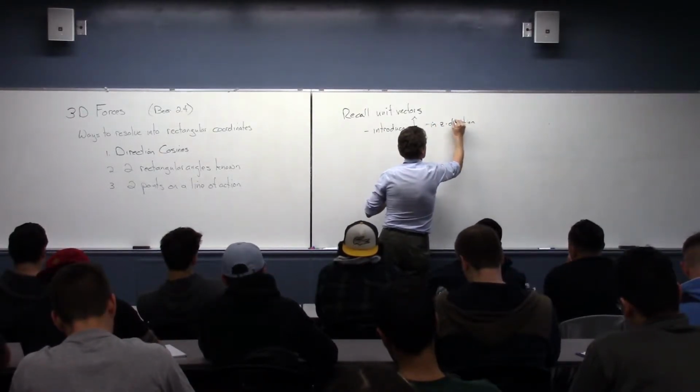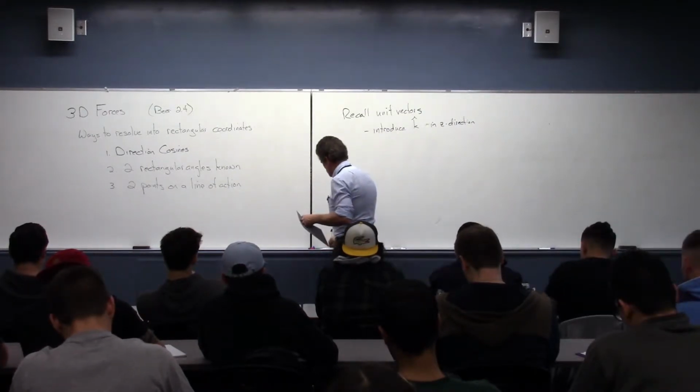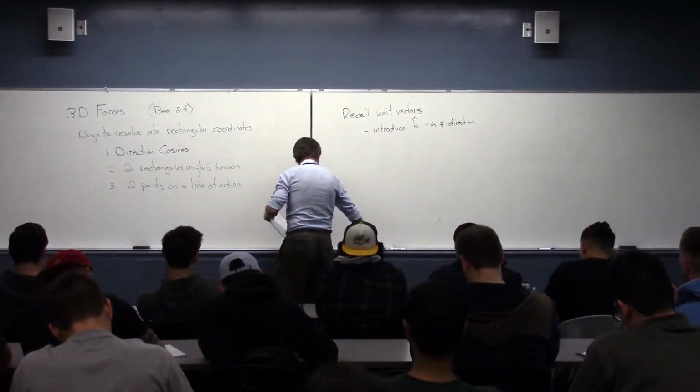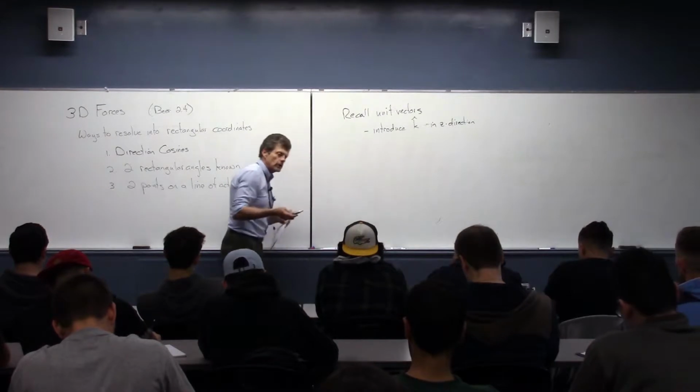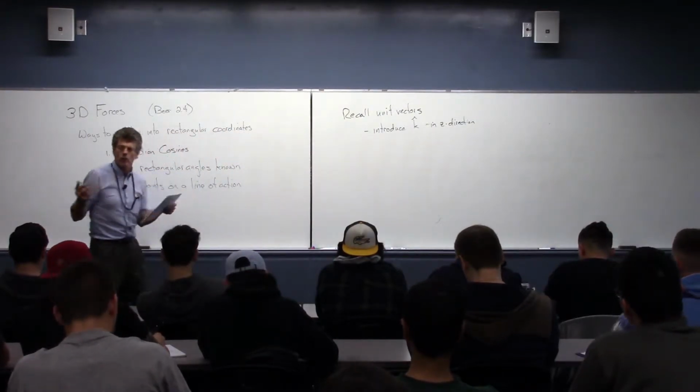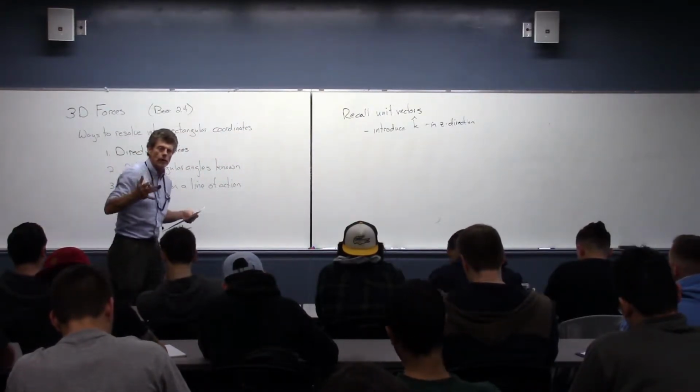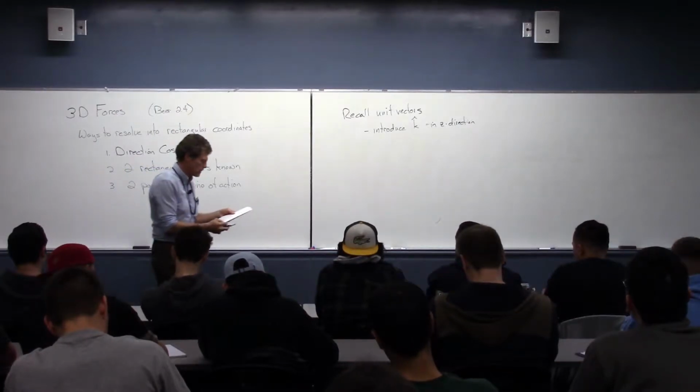Okay, so we're going to introduce yet another unit vector. And again, a unit vector is dimensionless. It's a value of 1, but it's pointing in the direction of that particular axis system there.